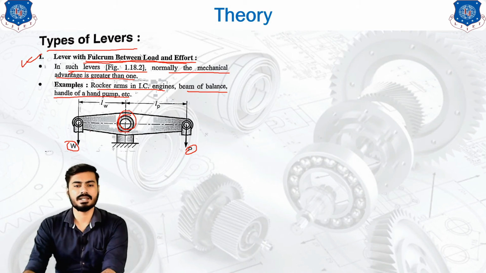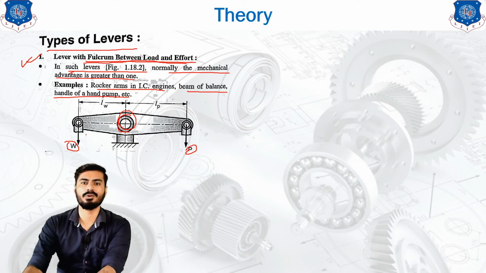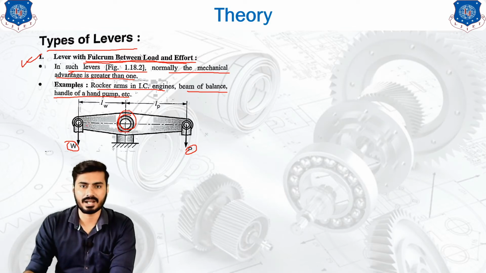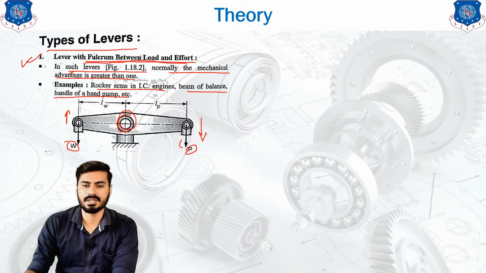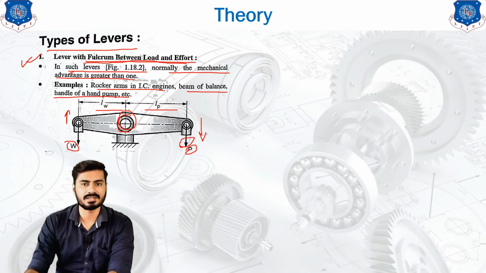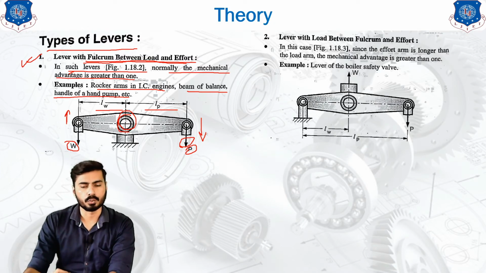Now, if you want to lift this W load, most loads are basically weight, and the weight will always be in a downward direction. In order to rotate this and lift it in an upward direction, you will need to apply the effort in a downward direction, and that's why P is represented in a downward direction. The distances LP and LW were already explained in the previous slide, so we can move on to type number 2.